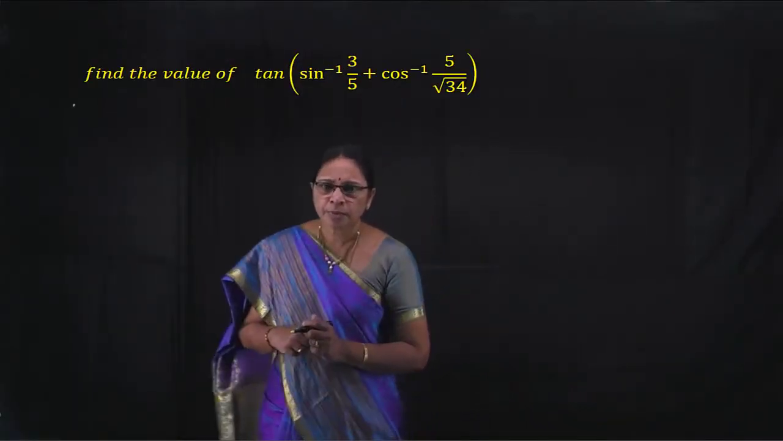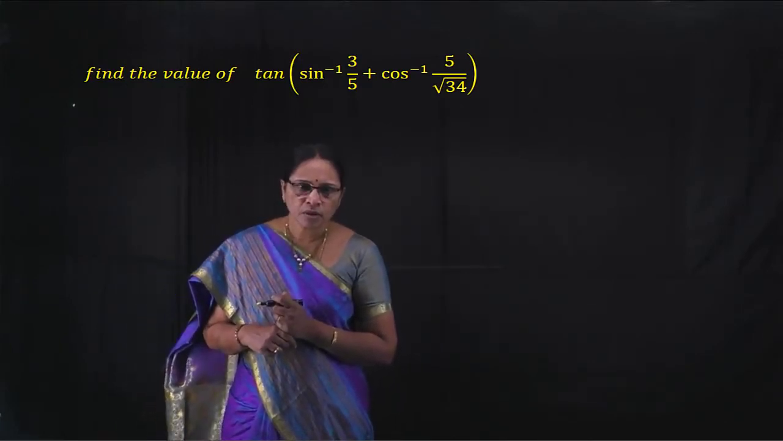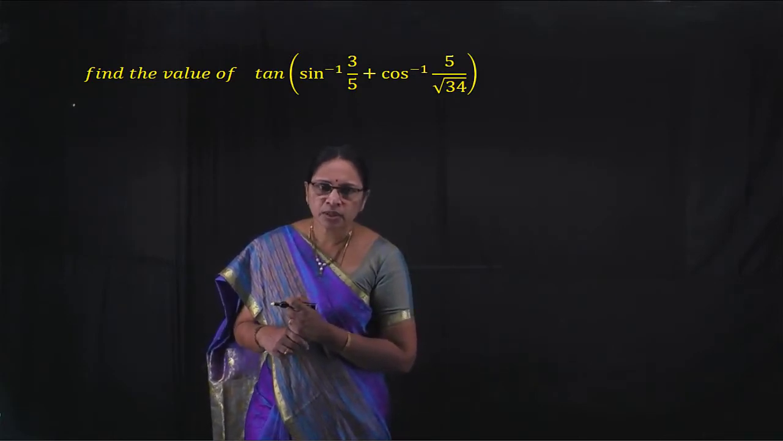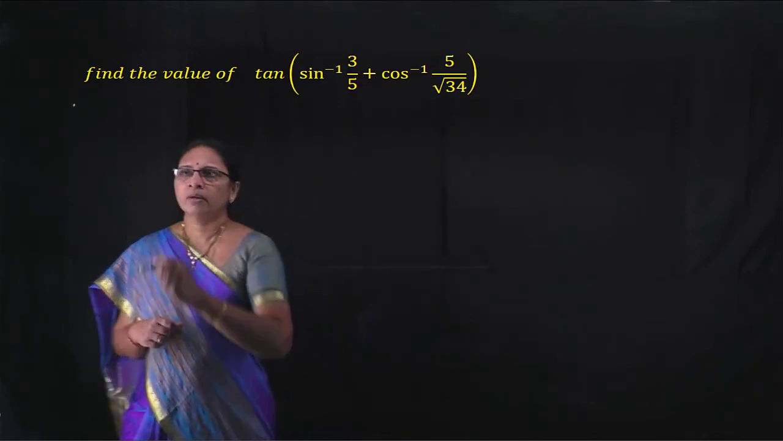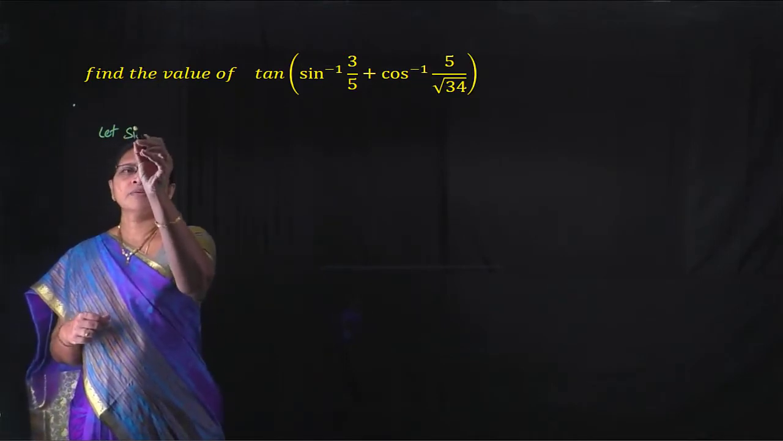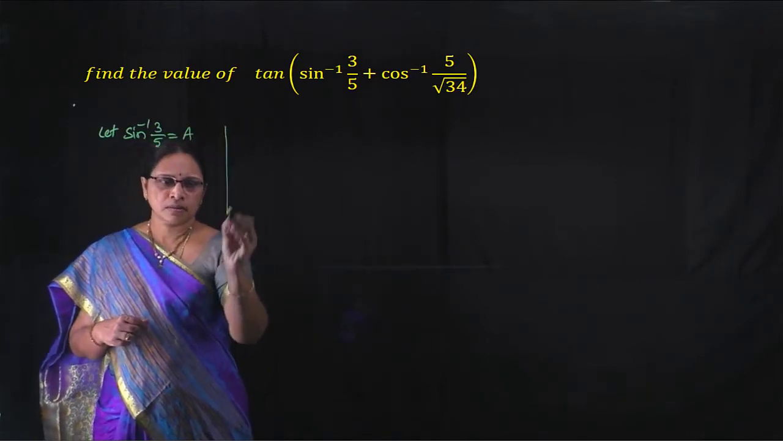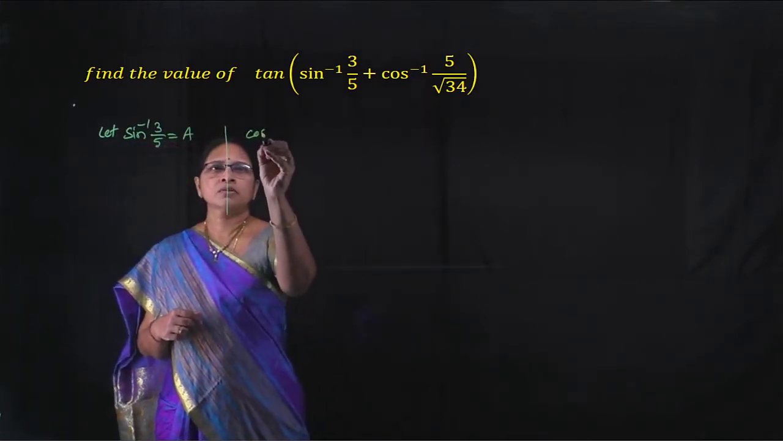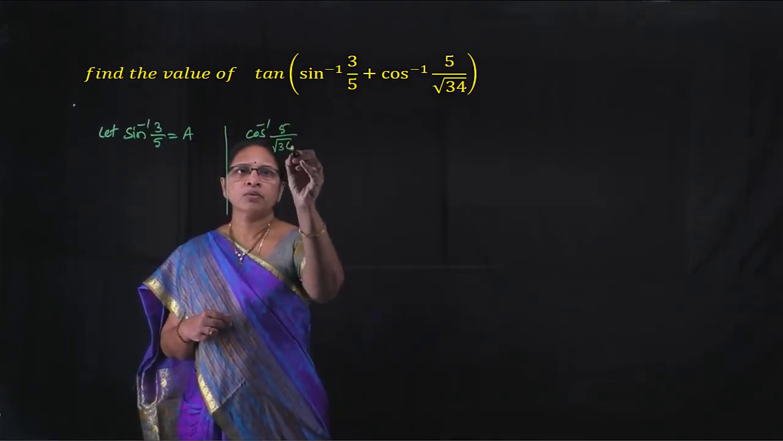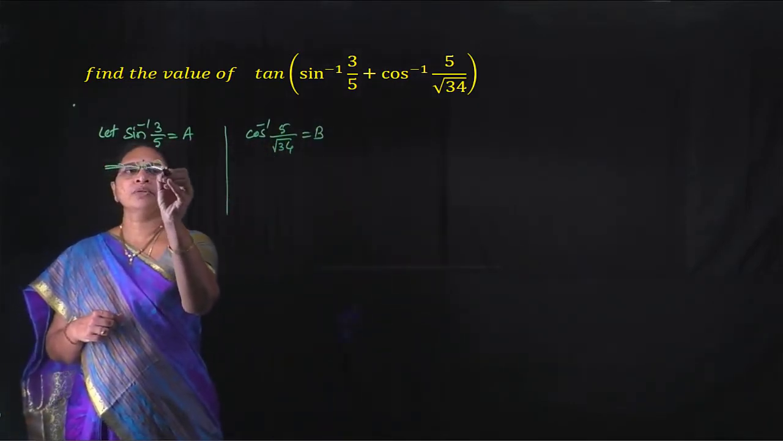See the next problem. Find the value of tan of sin inverse of 3 by 5 plus cos inverse of 5 by root 34. Let us take sin inverse 3 by 5 equal to A and cos inverse 5 by root 34 equal to B. This implies sin A equal to 3 by 5.